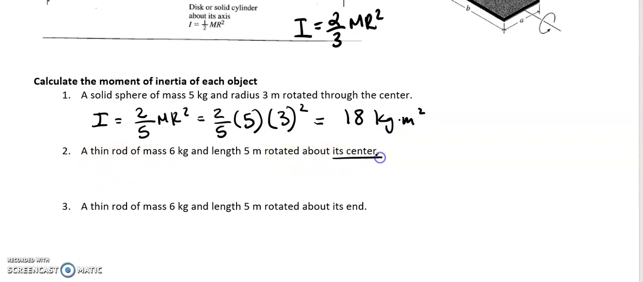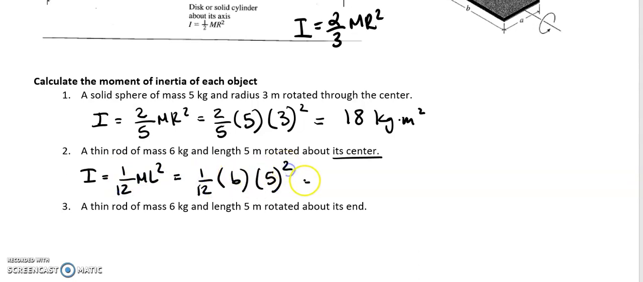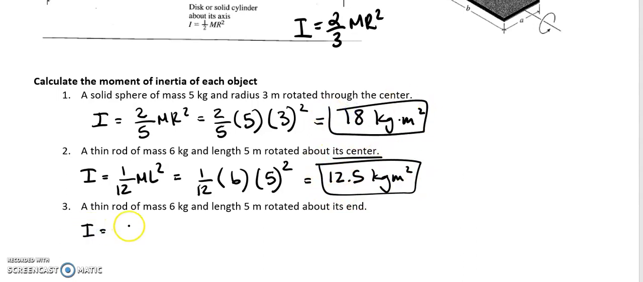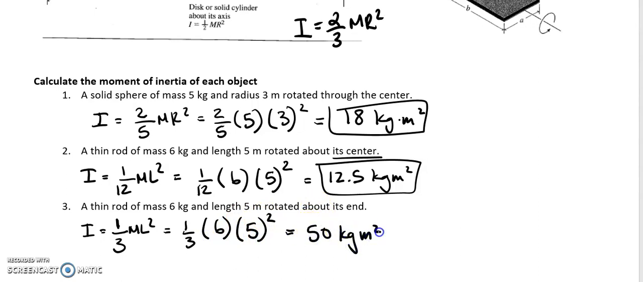Thin rod rotated about its center. A rod rotated about its center is 1/12 ml squared. So that's 1/12. Mass is 6. Length is 5 squared. I got 12.5 kilogram meter squared. Great. So I should box that answer. Cool. Now let's look at number 3. A thin rod rotated about its end. So that is going to be a rod rotated about its end. I'll look at my table, and that is 1/3 ml squared. So we have 1/3, the mass is 6, and the length is 5 squared. Great. So I got 50 kilogram meter squared.